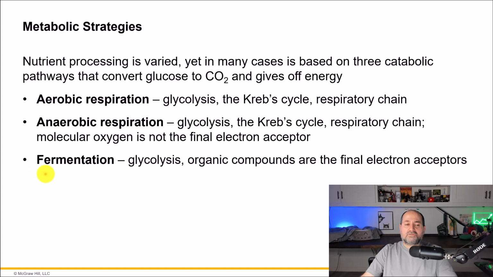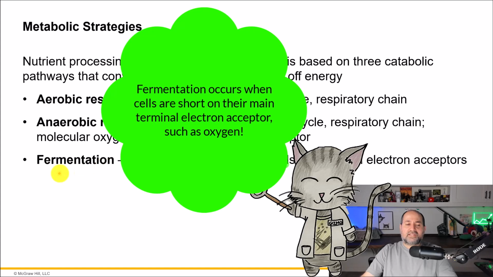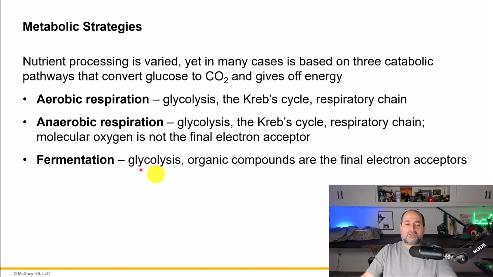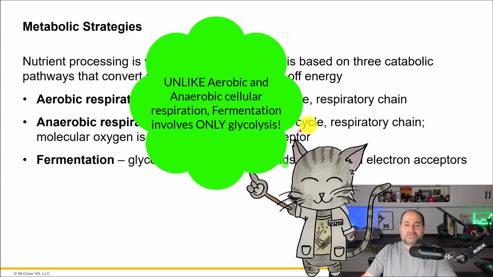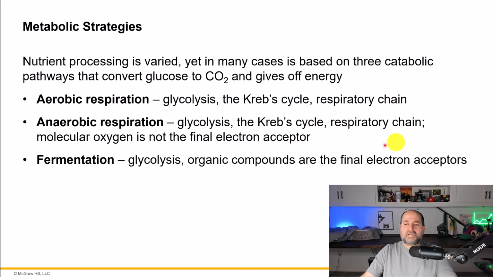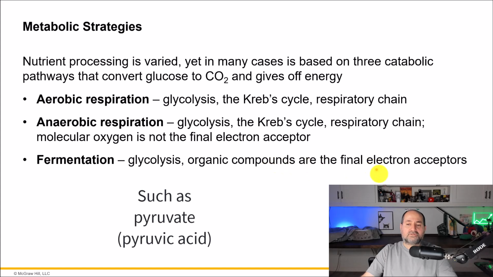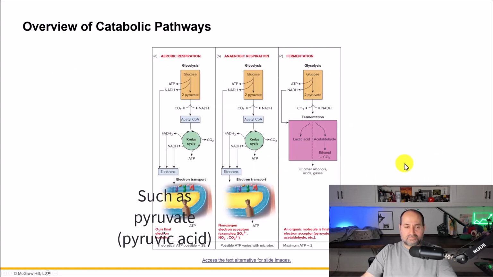And then lastly, what's fermentation? Fermentation occurs when a terminal electron acceptor is not available. So for instance, if oxygen is not available, that's when the cell switches to fermentation, which involves only glycolysis, not Krebs cycle, not the respiratory chain, which is also known as oxidative phosphorylation, only glycolysis. And during fermentation, organic compounds are the terminal electron acceptors.